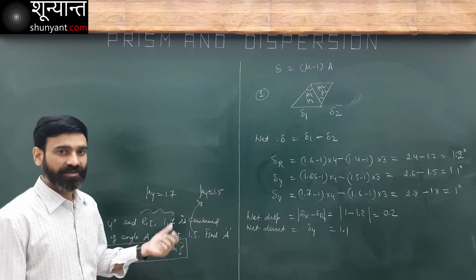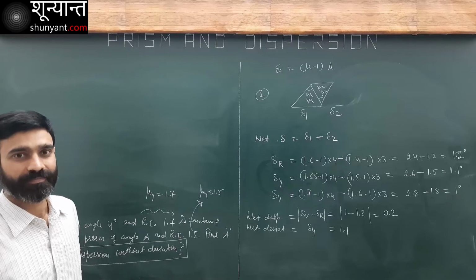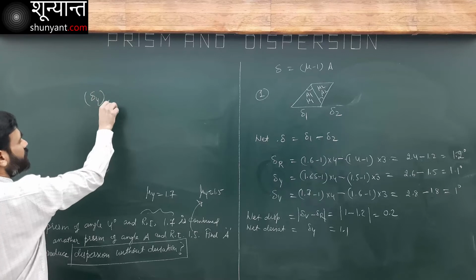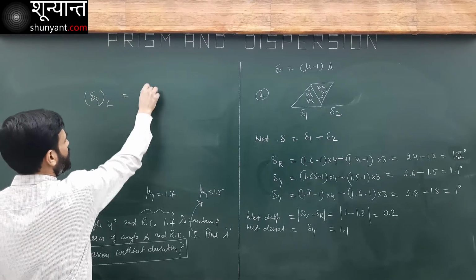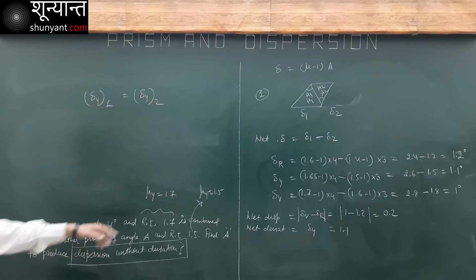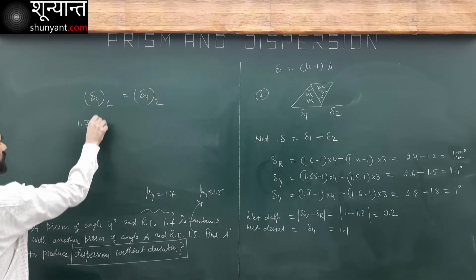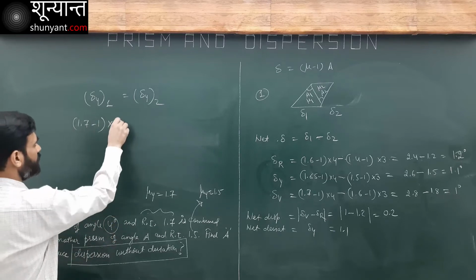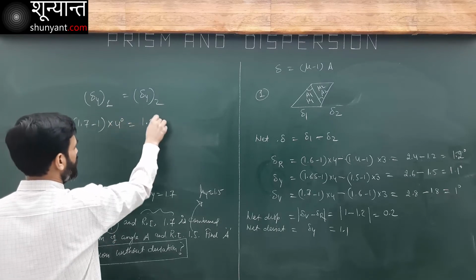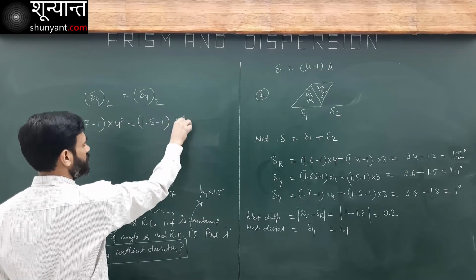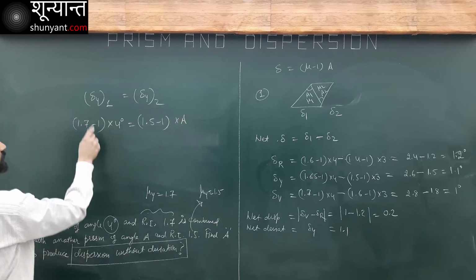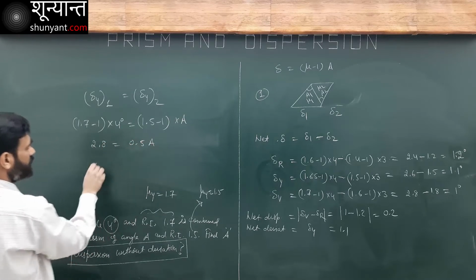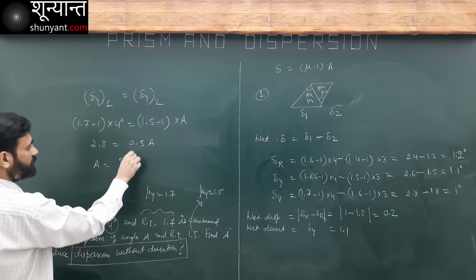No deviation, that means deviation in yellow color is 0. That means deviation produced by the first prism is equal to deviation produced by the second prism. So 1.7 minus 1 times this is 4 degree. 4 degree is equal to 1.5 minus 1 times A. So 2.8 is 0.5 A. What is A? This will be 5.6 degree.